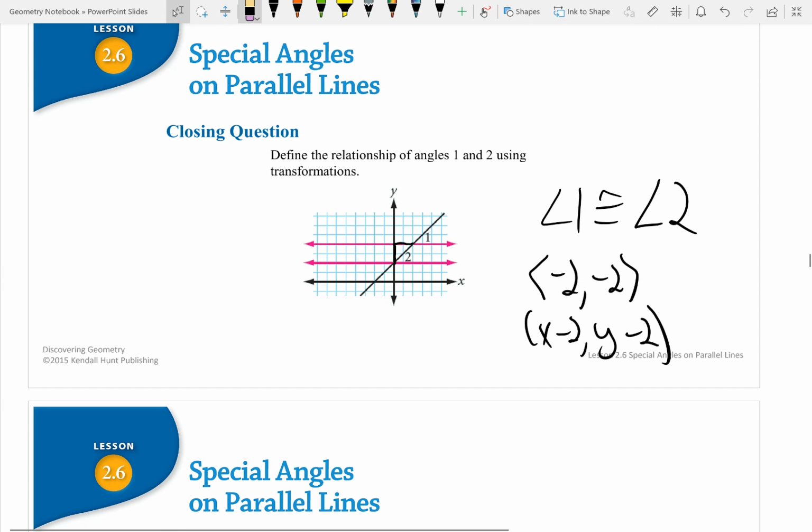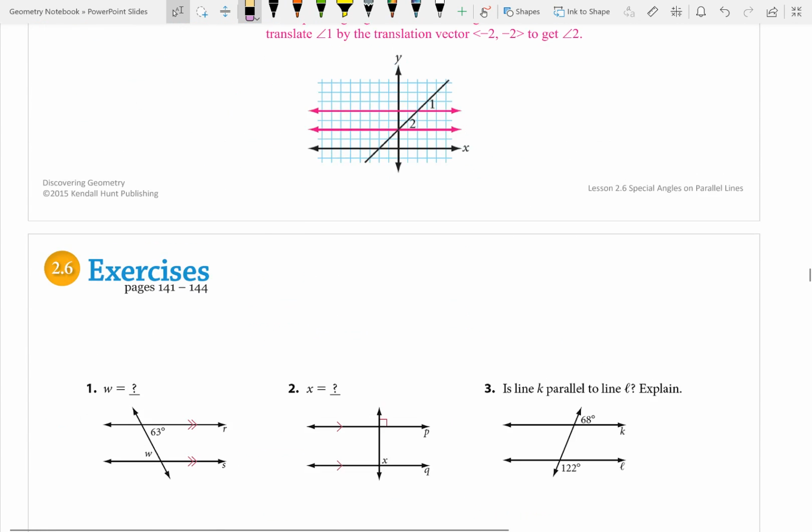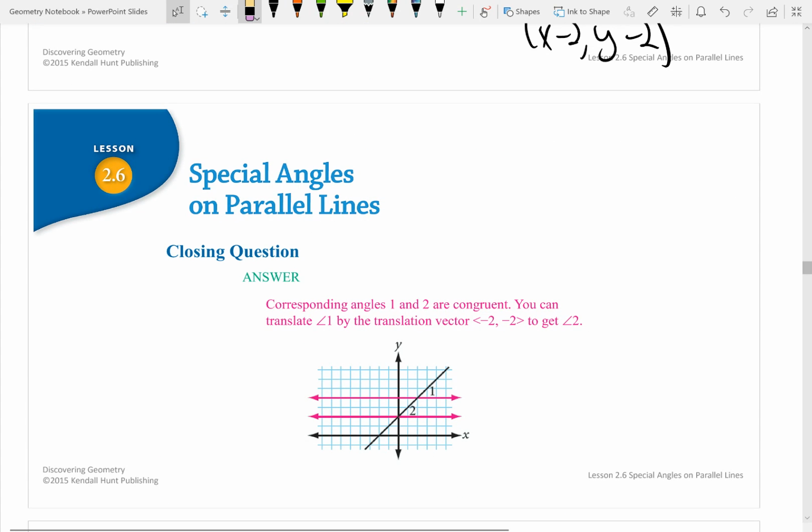And define the relationship among angles 1 and 2 using transformations. So angle 1 and angle 2 are clearly congruent because they're corresponding angles, and if I move angle 1 to angle 2, if I translate it, they'll line up on top of each other. If I go from angle 1 down to angle 2, I'm going to go to the left 2 and down 2. So that would be the translation vector right there. And there we go. All right, that is lesson 2.6.